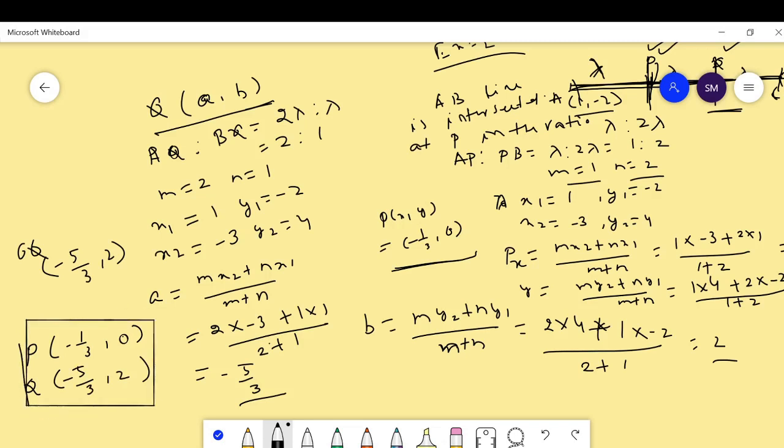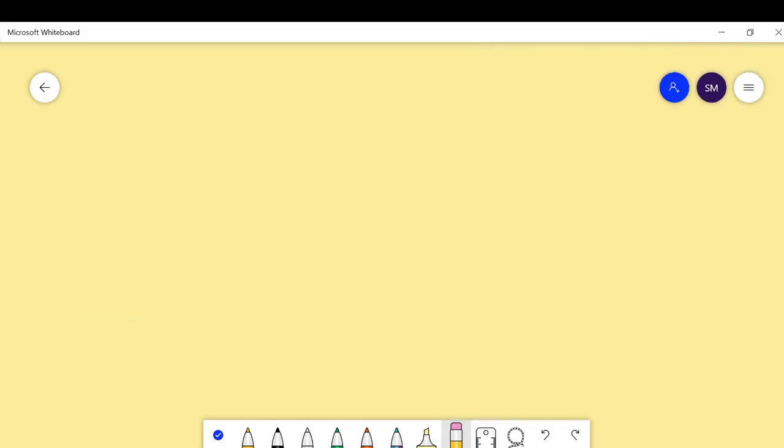Okay, then another question. Please students, practice a variety of questions. Here the question says to prove that four given points are the vertices of a parallelogram. Here the four vertices are given. We have to prove that these are vertices of a parallelogram.